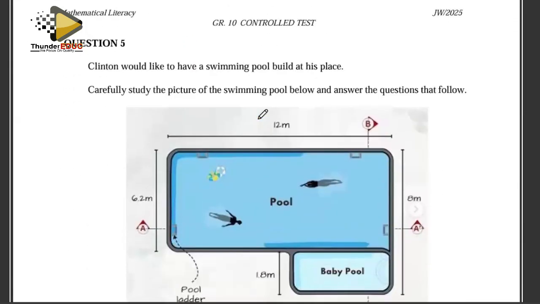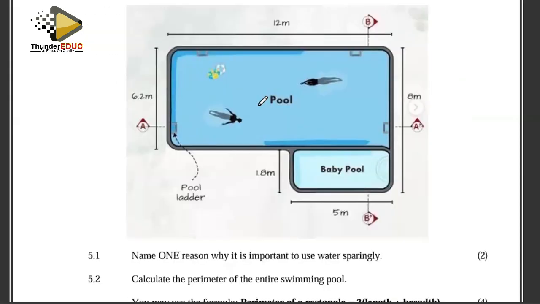Clinton would like to have a swimming pool built at his place. Carefully study the picture of the swimming pool and answer the questions that follow. Allow me to use some ink here.